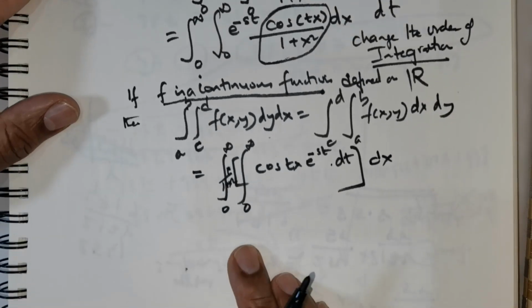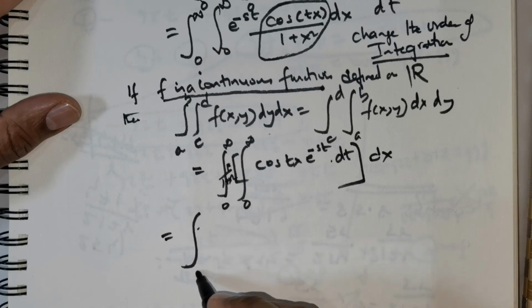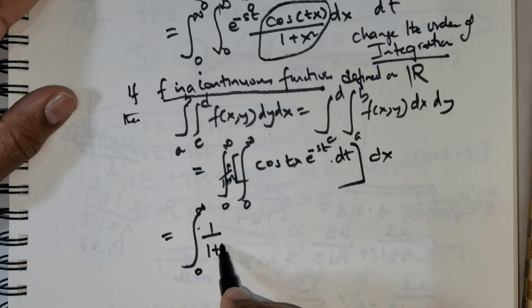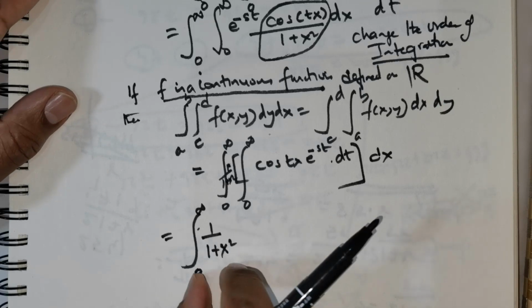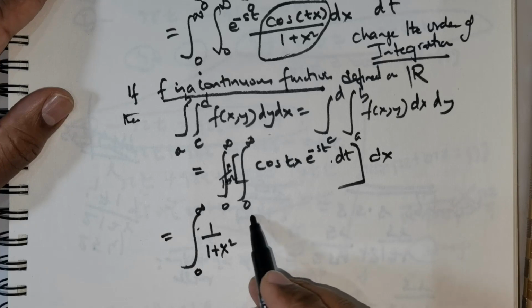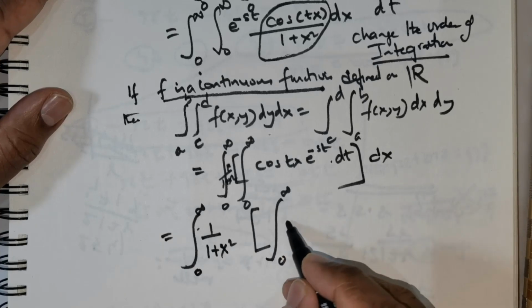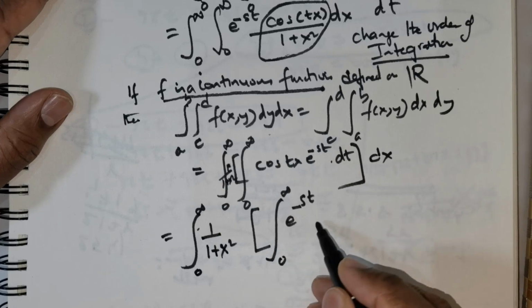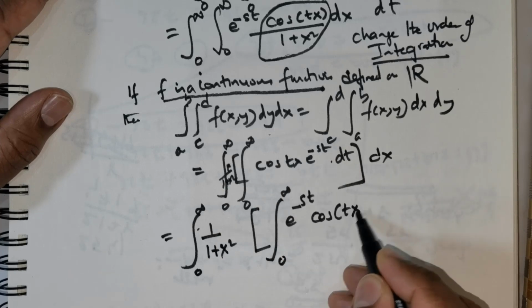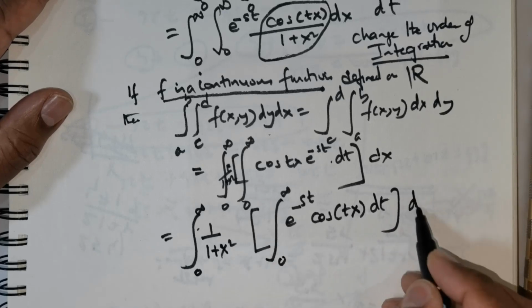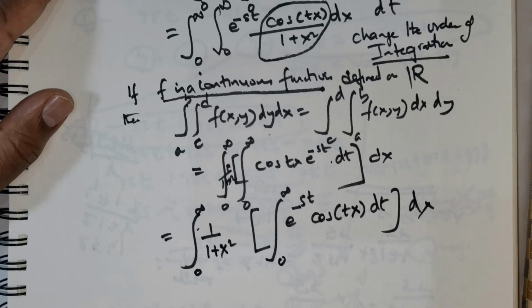So I'm going to rewrite this one more time. So this is going to be 0 to infinity 1 over 1 plus x squared. This is one quantity. So we are not much bothered about this now, but what we are much bothered about is 0 to infinity e raised to the power, let me write this in this fashion, negative st times cos of tx times dt. This is the most important thing. Once we sort this out, everything will fall in place. So what is this? This is nothing but the definition of Laplace transform of cosine function.